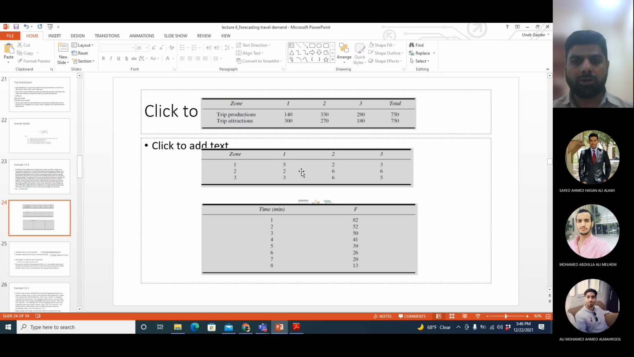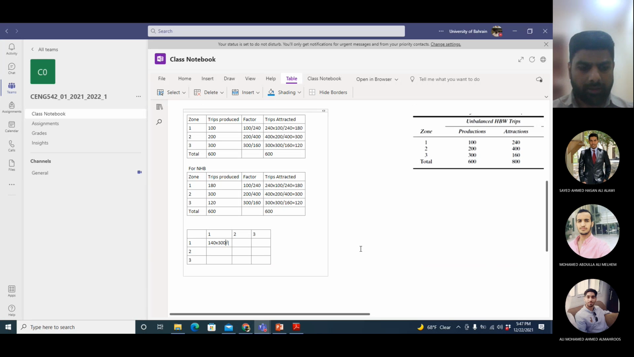Between zone 1 and 1, the travel time is 5. So for travel time of 5, the F value is 39. So multiply by 39. Then add this attraction factor for all the 3 zones. This term for all the 3 zones.